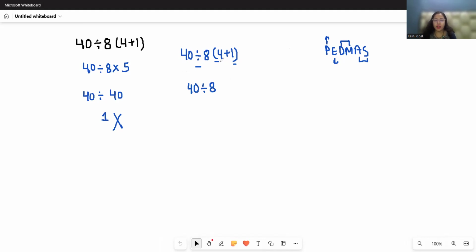So write the rest of the terms. 40 divided by 8, 4 plus 1 is 5, then multiplication. So we said that division and multiplication have the same priority, but solve it from left to right. So on the left it's 40 divided by 8, that is 5, and 5 times 5 is 25. So what is the correct answer? 25, not 1. I hope it's clear and you learned something new. When you follow the right approach, you will always reach the right answer.